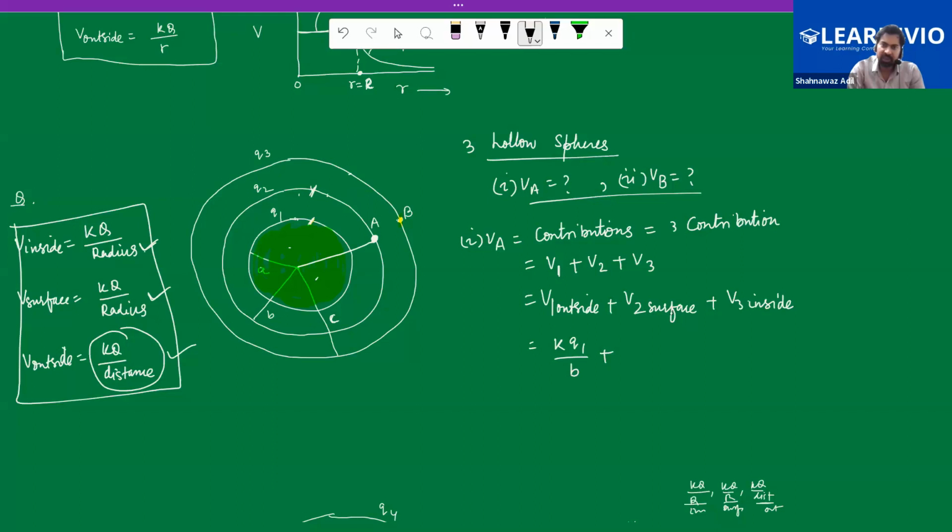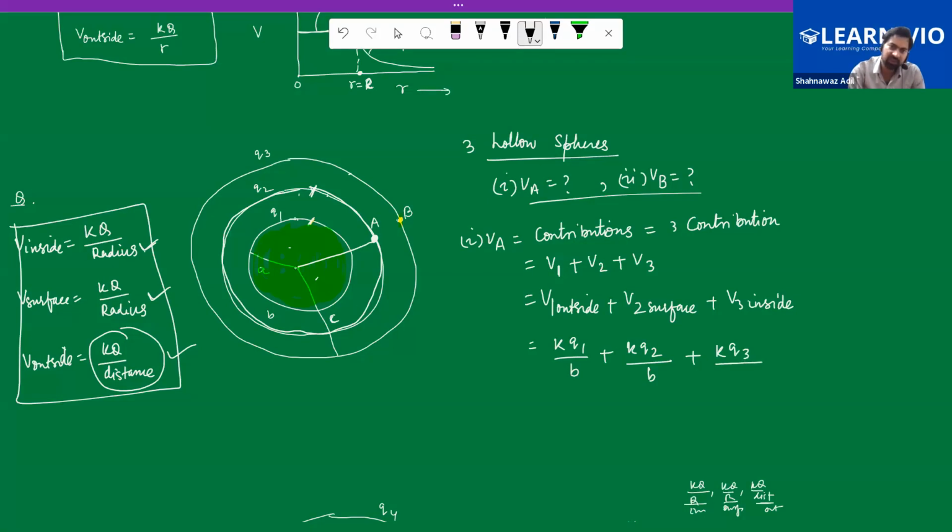Now, due to this surface thing, that would be simply Q2 by radius. What is the radius of this sphere? The radius is B, right? So this would be B. And then due to this third sphere, which is inside, for inside we write the radius. So that would be KQ3.